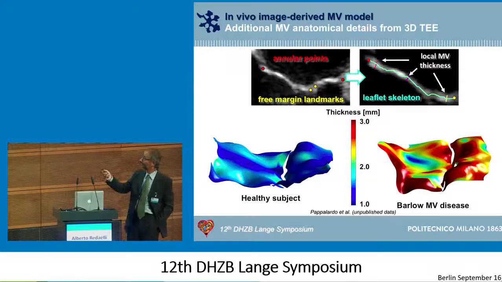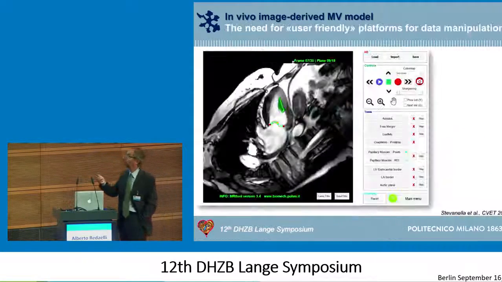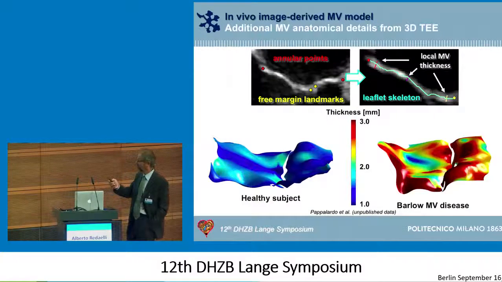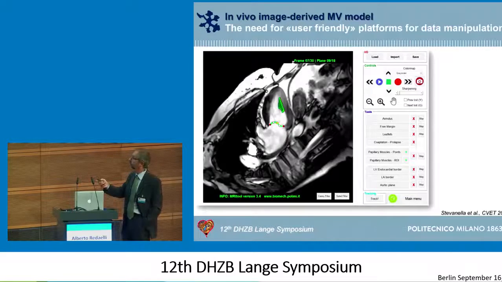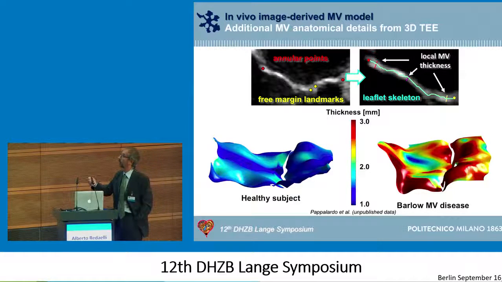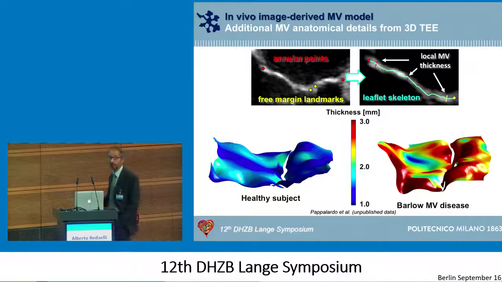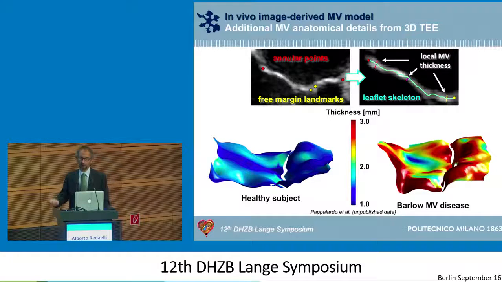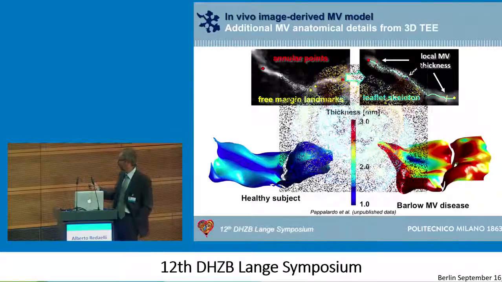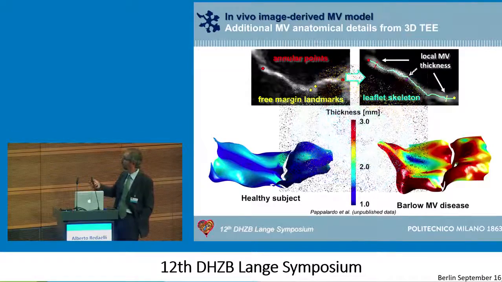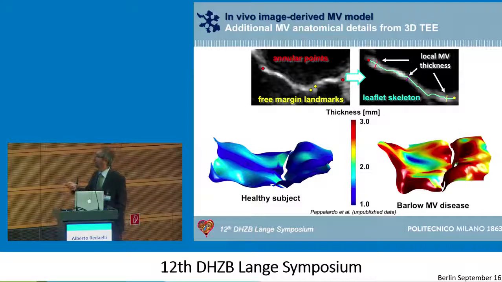We can really get the geometry of the leaflets. Not only the geometry in detail and through the cardiac cycle, but we can also get information about the thickness that can be really relevant concerning some kinds of pathologies. So at the end, we can obtain maps through time of the thickness of the valve, for instance, for a Barlow disease.